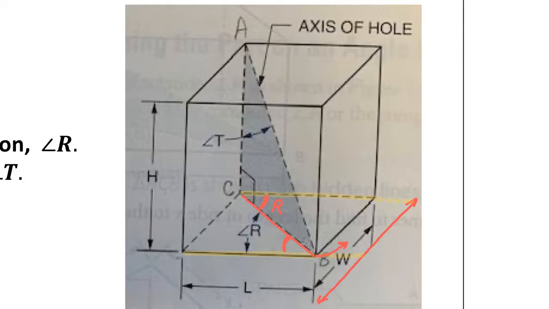But now we still have to tilt the rectangular solid because we need this axis of the hole AB to be vertical. In other words, to be perpendicular to the horizontal surface. And we see inside this right triangle that the angle of tilt is called T. So in this unit we will work on finding these two angles, the angle of rotation and the angle of tilt. Please read page 528 to get a better understanding of the angle of rotation and the angle of tilt.